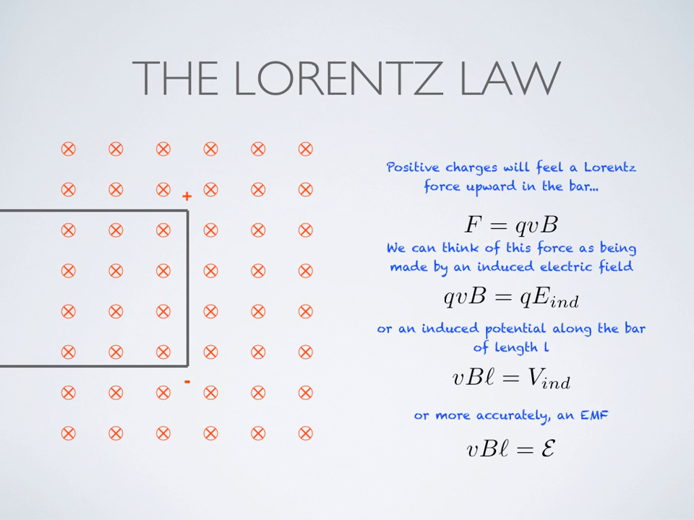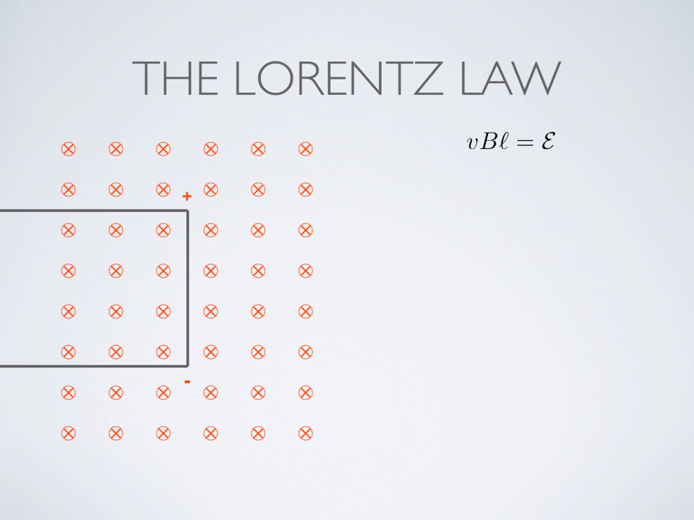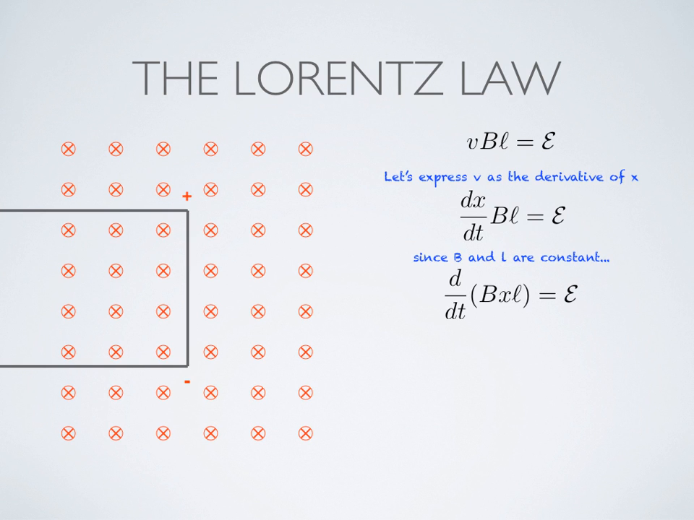So let's go back and see if Faraday comes into this. I've got VBL is equal to the EMF. V is really just dx dt, where x represents the position of that vertical chunk of wire. Since B and L are both constants, I can throw them into the derivative as well. So d dt of B times x times L is equal to this EMF. Also, x times L really represents the area that is currently in the field. So I have B, the field strength, and A, the area in the field for this loop of wire.